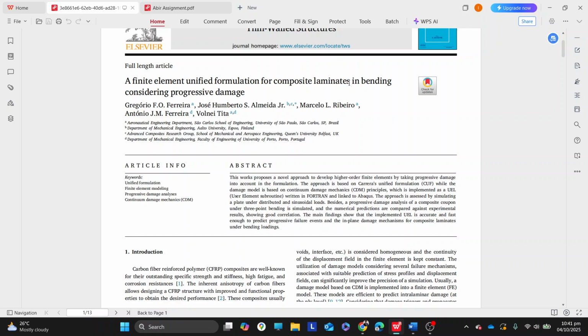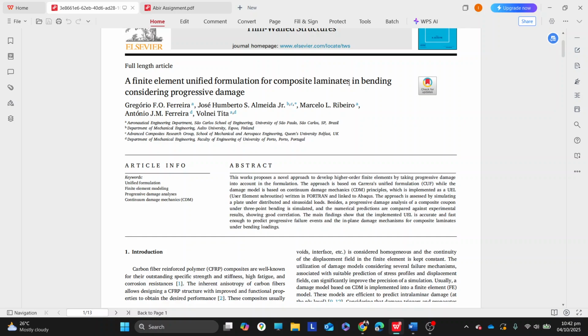The key innovation lies in combining Carrera's Unified Formulation, or CUF, with Continuum Damage Mechanics, CDM. The combination was implemented in Abaqus as a custom user element subroutine, or UEL. In simpler terms, it's a specialized numerical tool that can model how cracks and damage progress within each ply of a laminate, while still being much faster and more efficient than traditional 3D solid laminate finite element models.